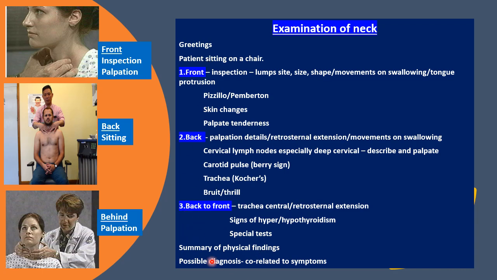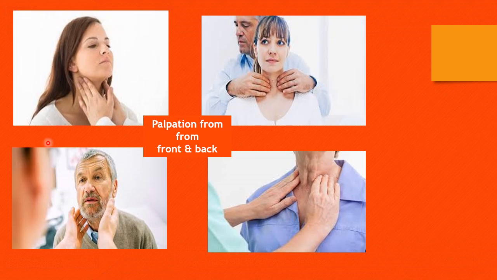Once you have got all these, then you summarize the physical findings and come to a possible diagnosis. So very important. Front, back, and again from the back. This is how you palpate the thyroid. These are some pictures to show you palpation from the front, from the back. This is again from the front, and here looking for the cervical lymph nodes from the front. So it's a combination of palpating from the front and back.